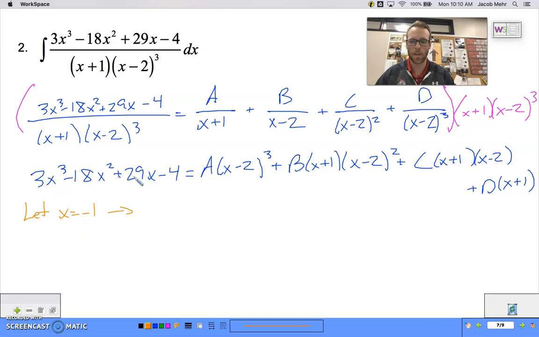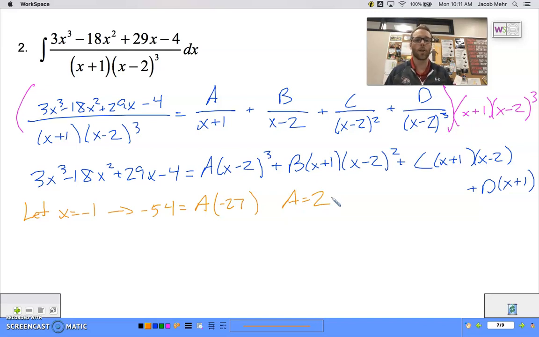So what do we get from that? Let's substitute negative 1 in for every x value. 3 times negative 1 cubed minus 18 times negative 1 squared plus 29 times negative 1 minus 4. Negative 54 equals a times, well, when we put negative 1 in here, we have negative 1 minus 2, which is negative 3. Negative 3 cubed is negative 27. And like we said, all 3 of those terms would be 0. So from this, we get a equals 2.